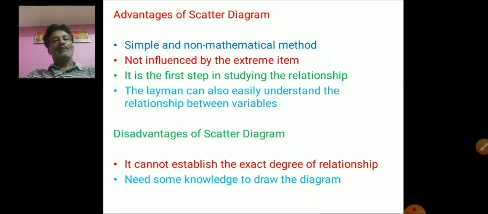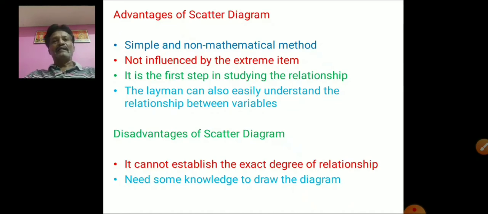Simply we plot the points on the graph sheet and join the points, and according to the nature of the line or curve we get, we explain perfectly positive, perfectly negative, high degree of positive, high degree of negative, low degree of positive, low degree of negative, or no correlation. So it is simple to understand the relationship between variables, and at the same time it is a non-mathematical method of studying the relationship between variables.